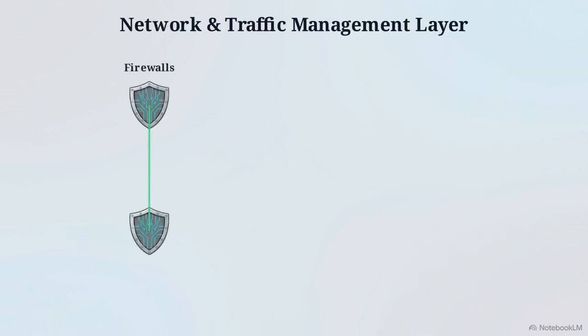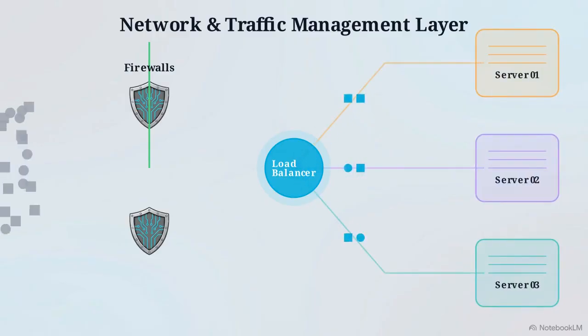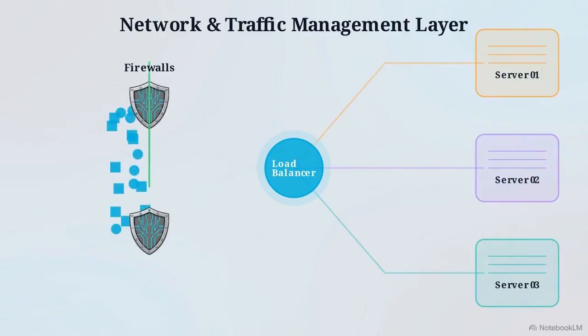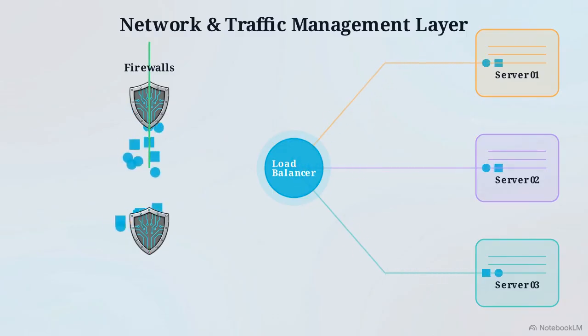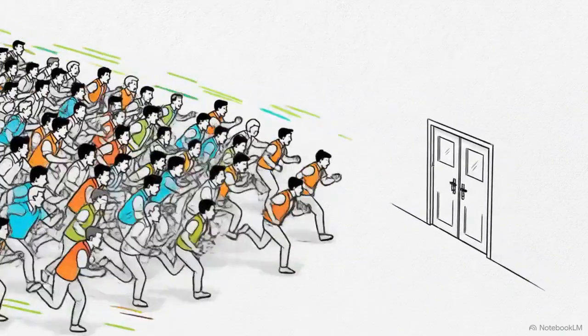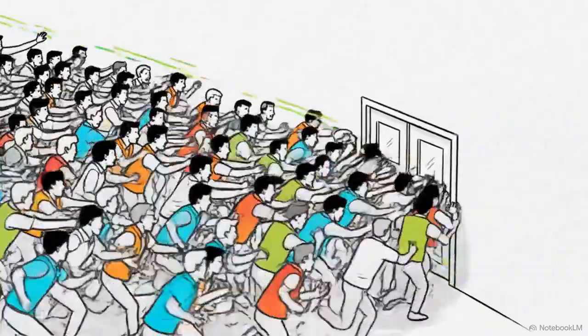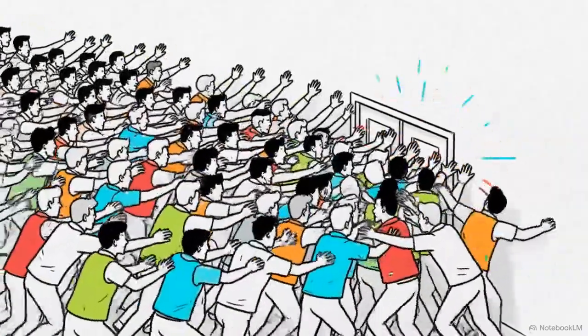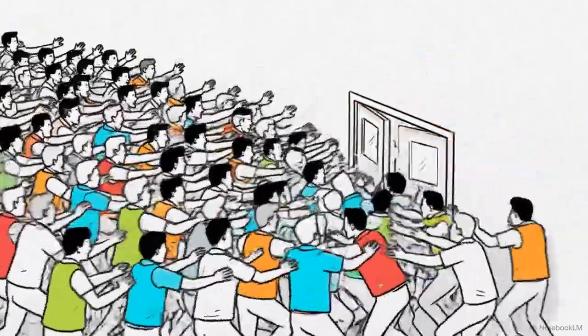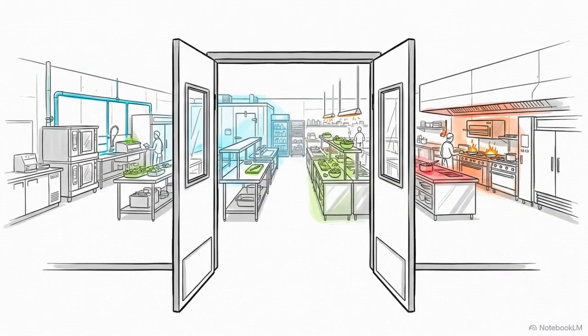At the front door, we have the network and traffic management layer. These are the hosts and the bouncers, also known as firewalls, who check every visitor to make sure they are actually allowed inside. Among these hosts is a tool called a load balancer. It perfectly distributes the incoming crowd across different servers, so no single area of the restaurant gets overwhelmed. Without this frontline traffic management, a sudden spike in popularity would instantly crush the infrastructure and crash the app for everyone.